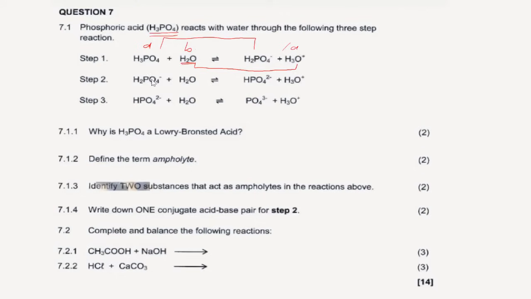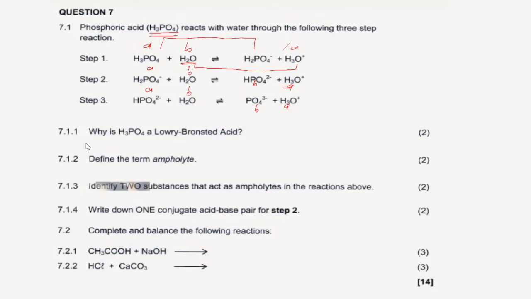Now, according to Arrhenius, we know that this is an acid because it produces hydronium ions when reacted with water. So if we react a substance with water and it produces hydronium ions, we know that it's an acid. So these are all acids in here, and these are all bases in here, right? And then what we have here is the conjugate base, and then here the conjugate acid. So base, acid.